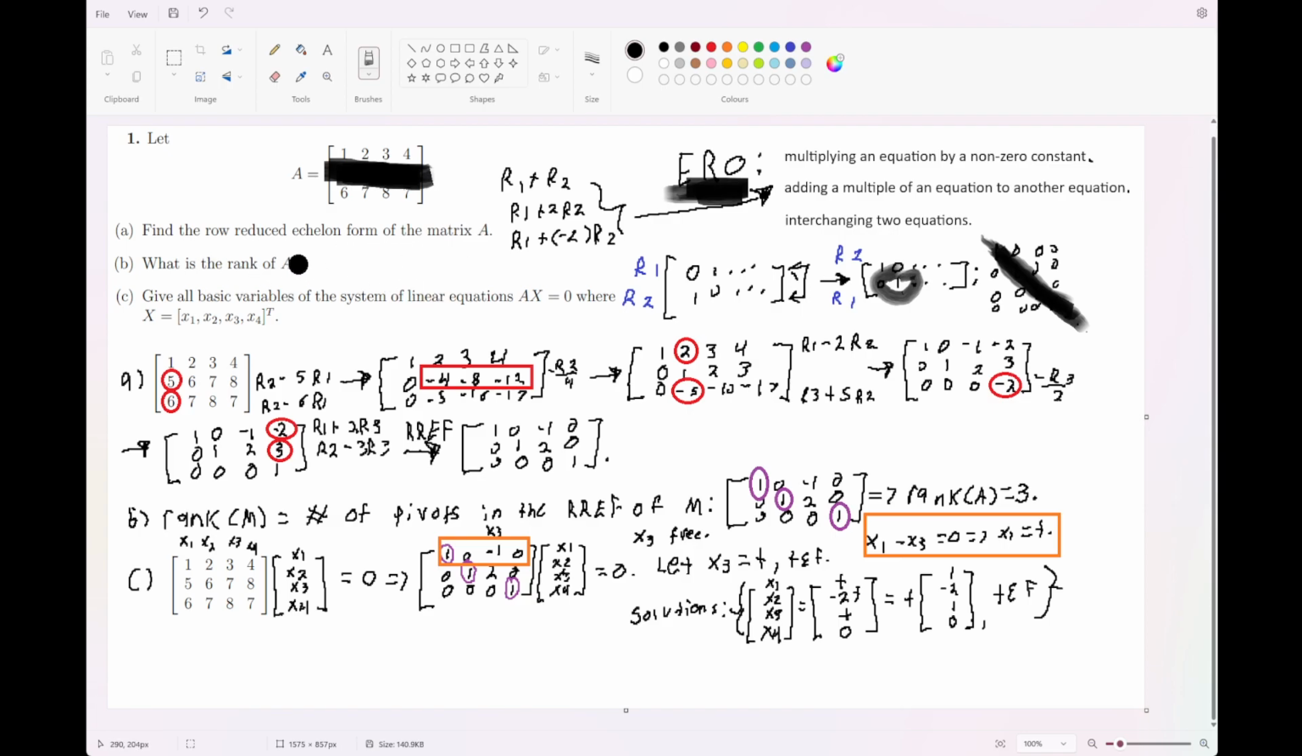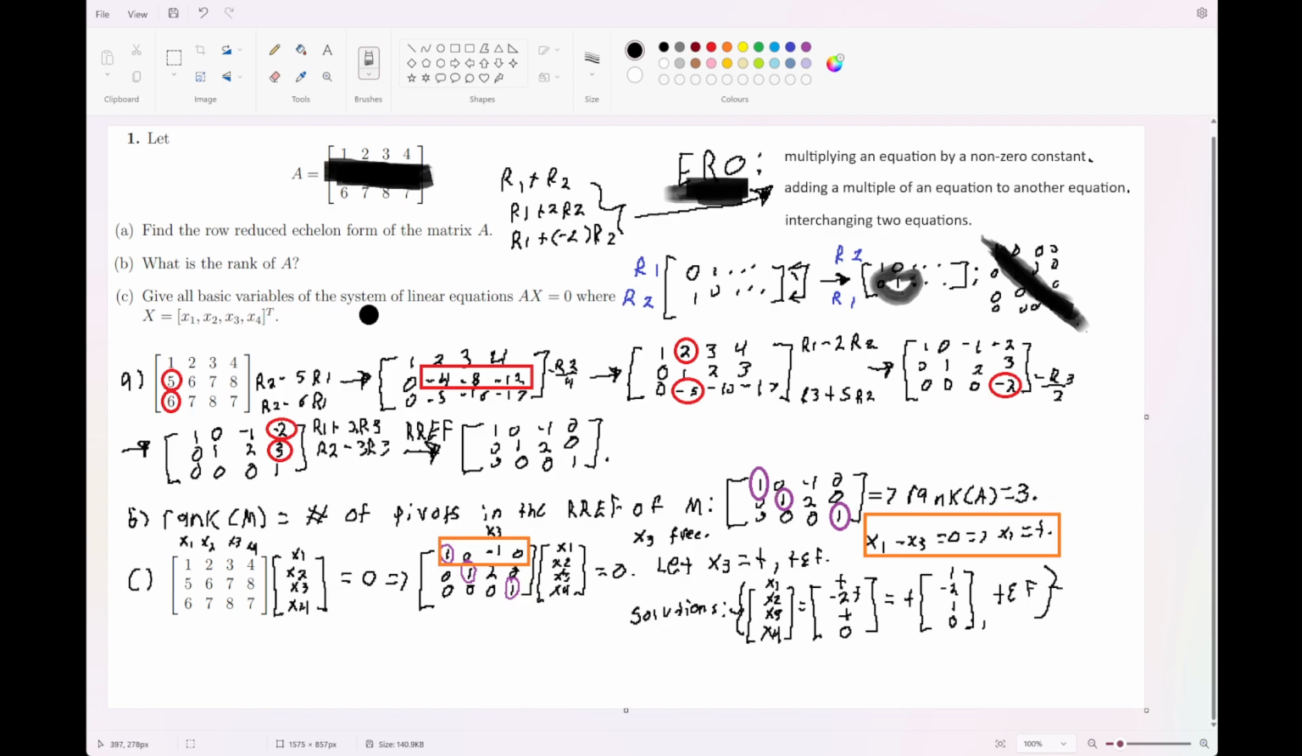What is the rank of A? So we define the rank of a matrix to be the number of pivots in the RREF of the matrix. So in this case, we have 1, 2, 3, right? We're just going to count. We have 0, 0, 0, 0, 0, 0. So these are pivots. That implies that the rank of A is going to be 3.